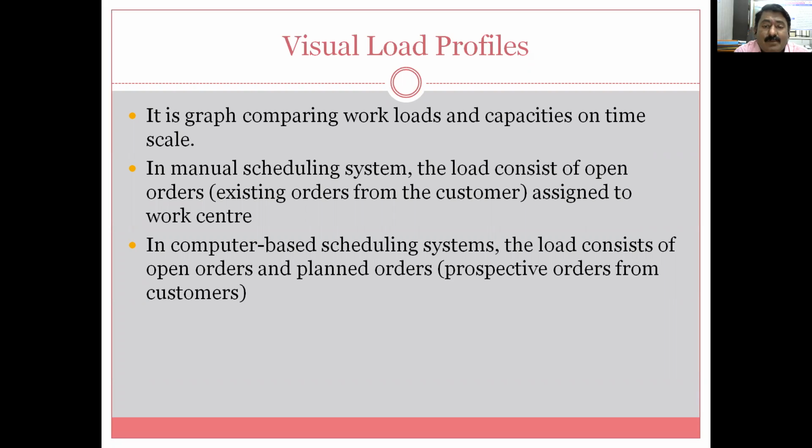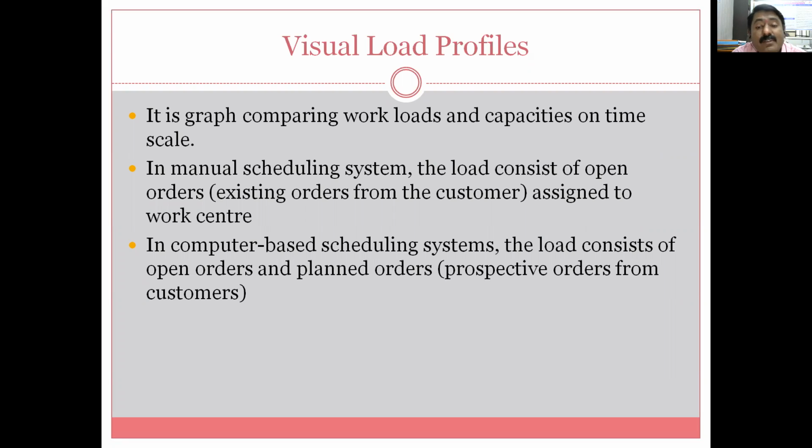In a manual scheduling system, the load consists of open orders, that is, existing orders from the customer assigned to work centers. So in a manual scheduling system, this visual profile will show you what the existing orders are now, and what the status is of all these orders as far as the different work centers are concerned. In industry, for example, there are 15 work centers. In a small scale industry, consider 1, 5, 15. Then the complete distribution of whatever current orders are there on those 15 work centers will be represented in this manual scheduling system.